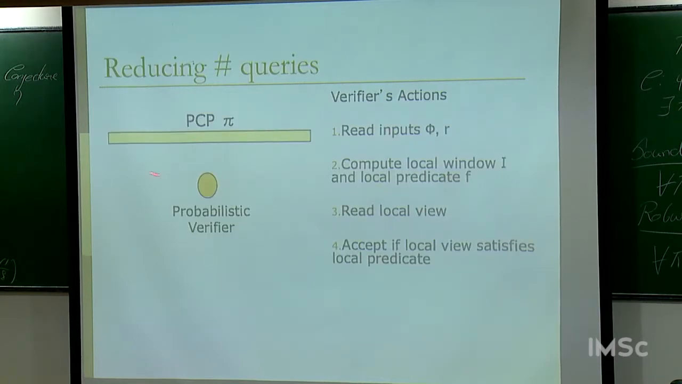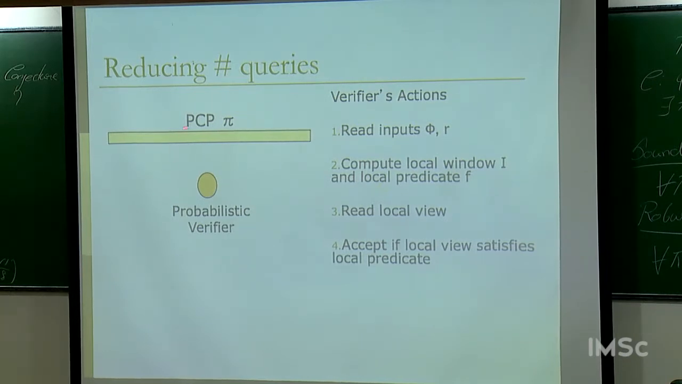So let's look at this PCP. What do we want from a PCP? We want to construct a probabilistic verifier that reads very few locations and yet is convinced of the veracity of the proof. So the verifier's actions are basically this. It has its input, the formula, and then it has some local random coins which it tosses. Based on this, it computes a local window I and a local predicate F, reads the local view, and accepts if the local view satisfies the local predicate.